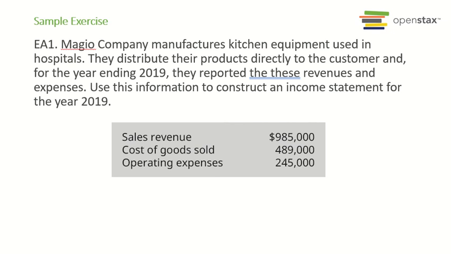Let's look at an exercise. Module company manufactures kitchen equipment used in hospitals. They distribute their products directly to the customer end. For the year ending 2019, they reported these revenues and expenses. So we have sales revenue, cost of goods sold, and operating expenses. We need to use this information to put together an income statement for 2019.